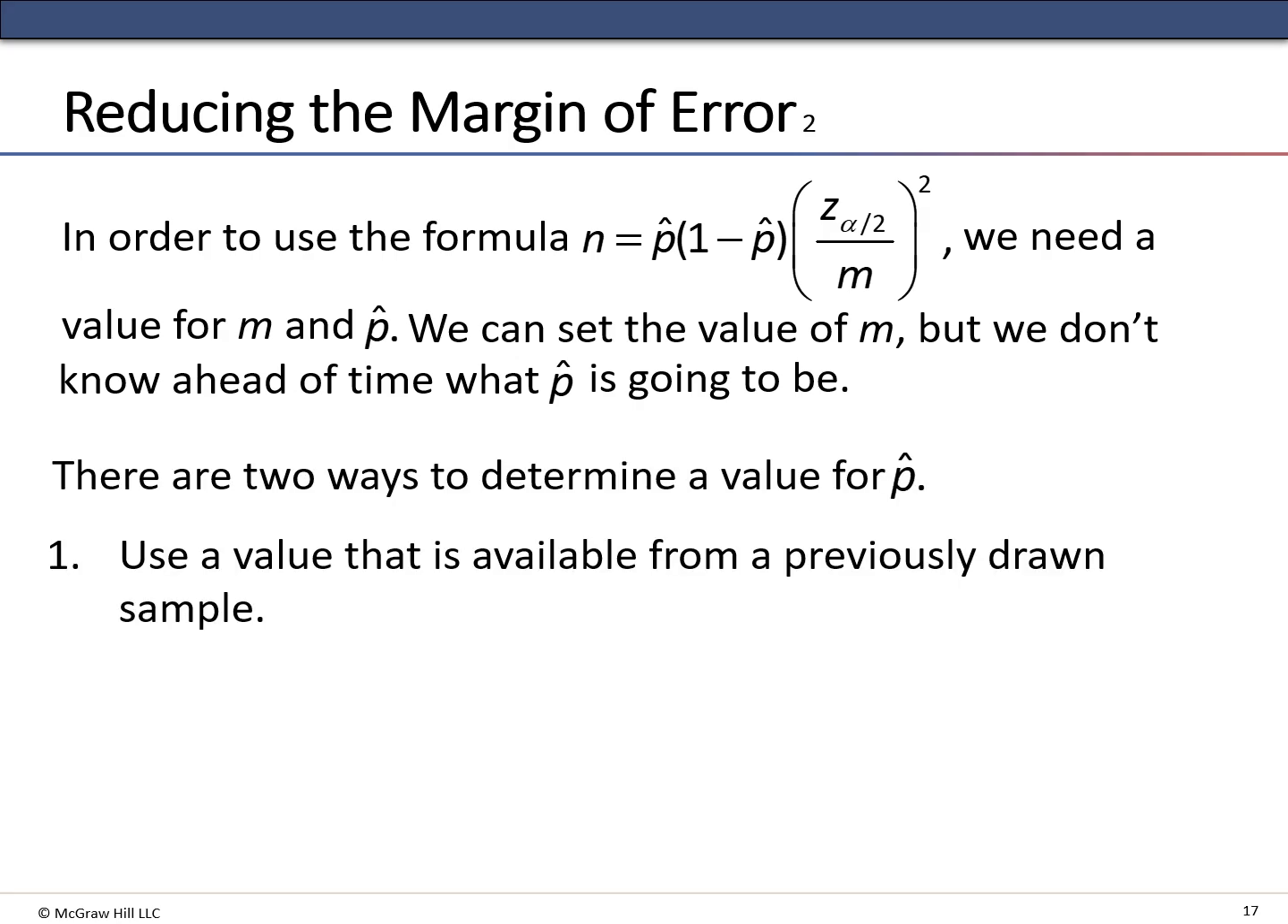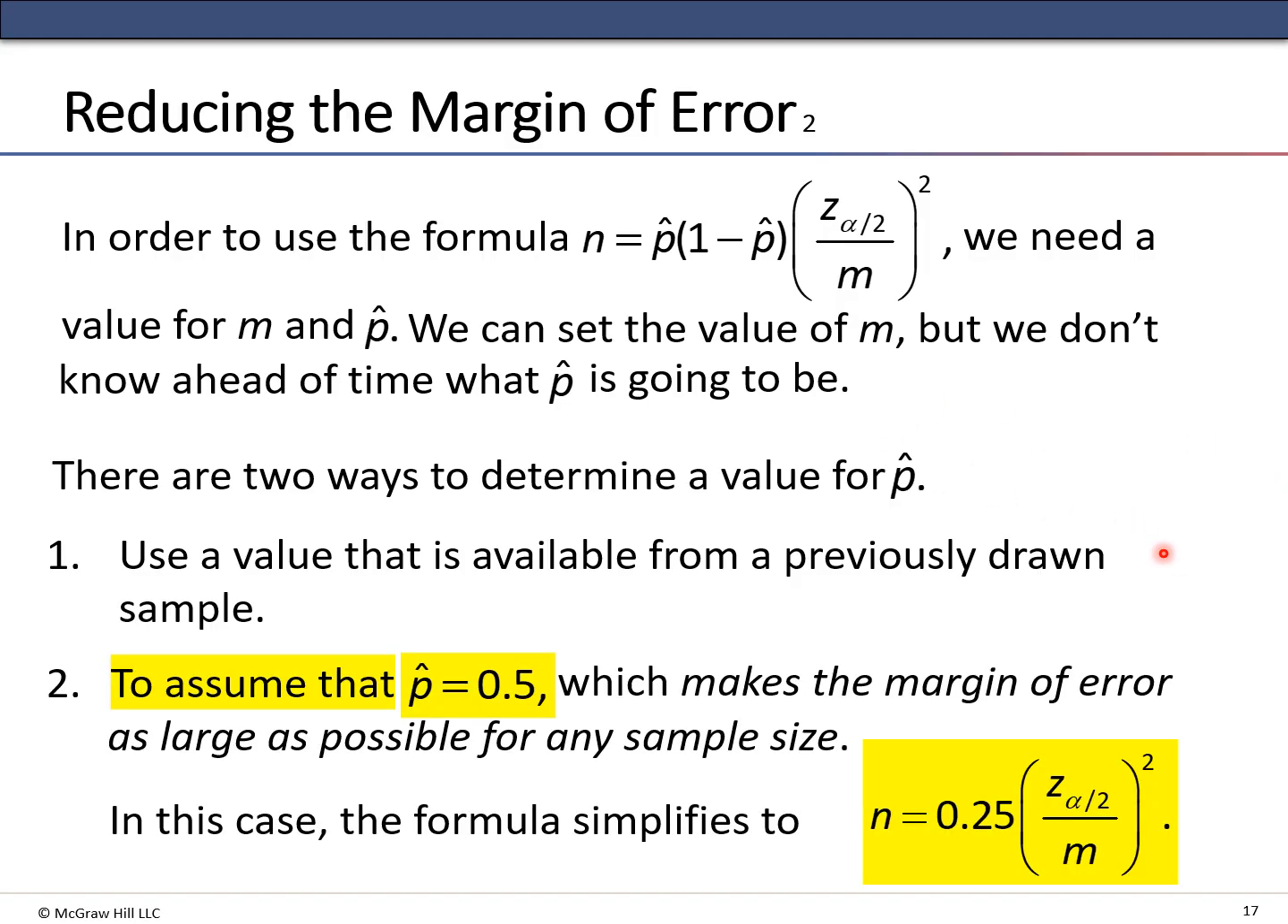And so there's two ways that we determine a value for a point estimate. The first one is we use a value that is available from a previously drawn sample. This is the most common when we look at another survey, another study done specifically that's connected to our own hypothesis. So we look for a prior study. The other way is just to assume that p-hat is 0.5, which makes the margin of error as large as possible for any sample size.